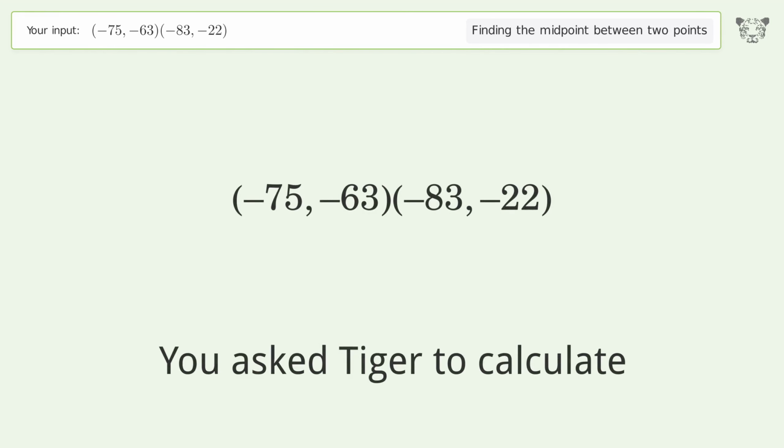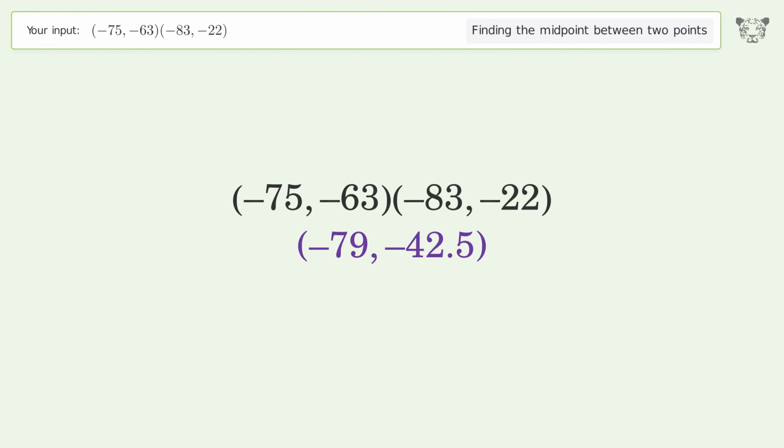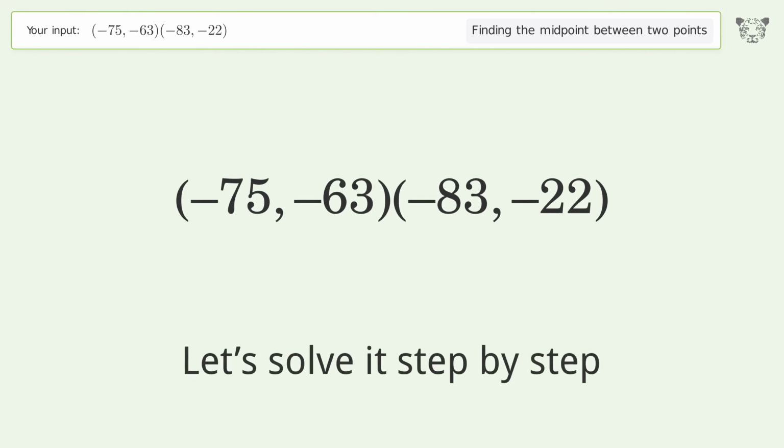You ask Tiger to calculate. This deals with finding the midpoint between 2 points. The midpoint between the 2 points is -79, -42.5. Let's solve it step by step. Plot the 2 points and calculate the midpoint using the formula.